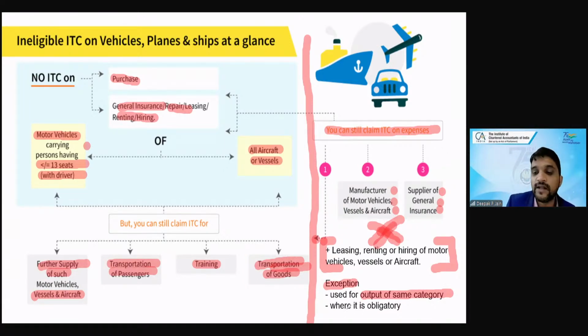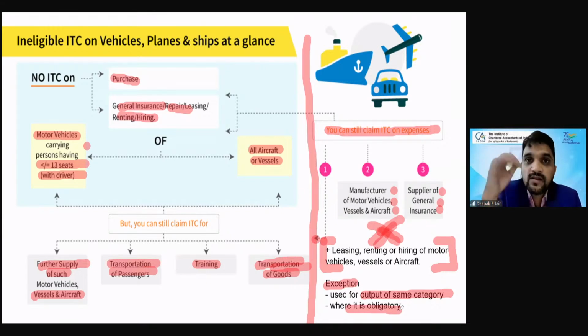And where it is obligatory, like this example of providing a car to the employees, one is a company, a chartered accountant providing a car to its employees, it is not obligatory because none of the law says it, neither the CA law says that you have to provide a car to the employees. Just as a motivation to the employees, you are providing it. So there also you will not get it.